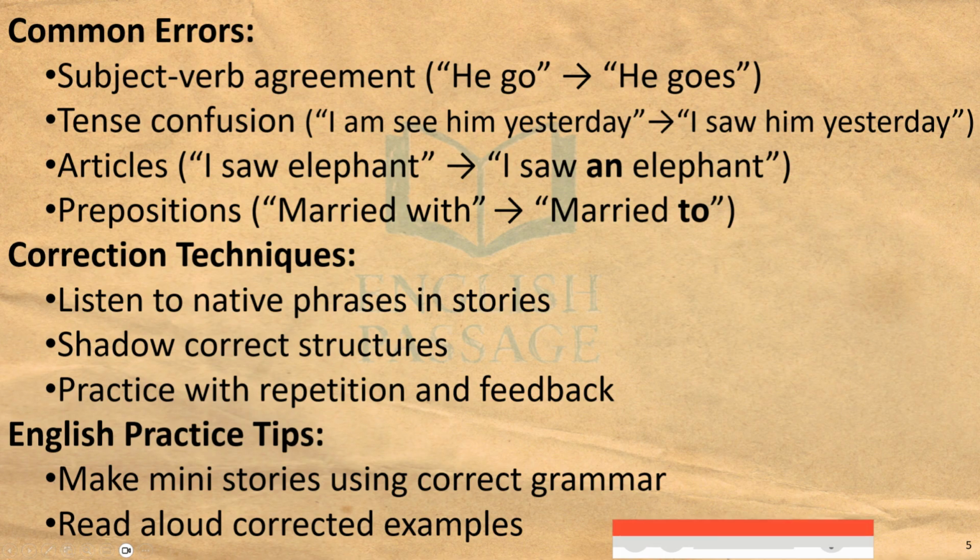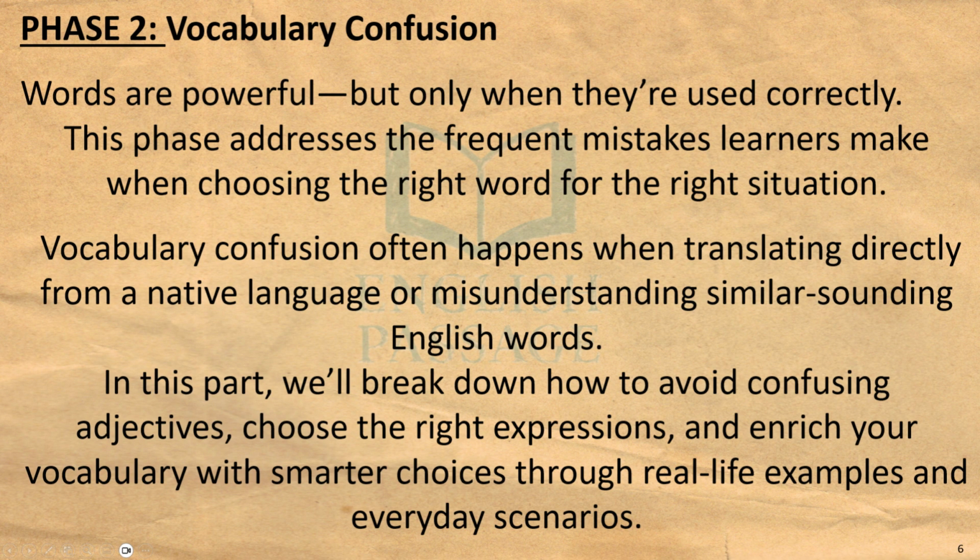Correction techniques. Listen to native phrases in stories. Shadow correct structures. Practice with repetition and feedback. English practice tips. Make mini stories using correct grammar. Read aloud corrected examples.